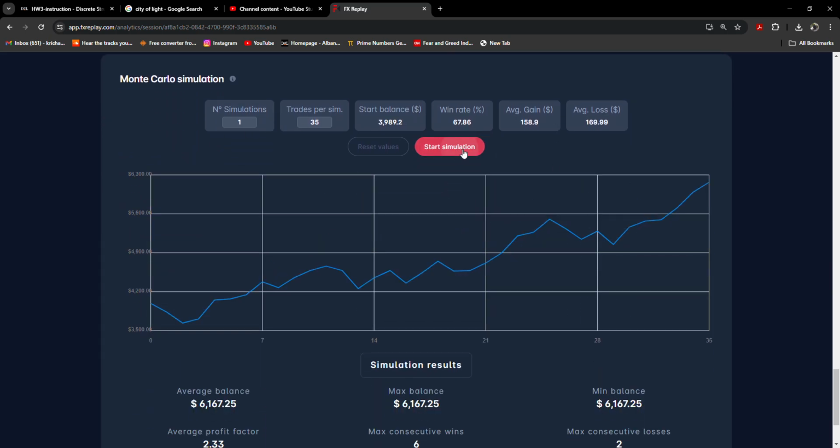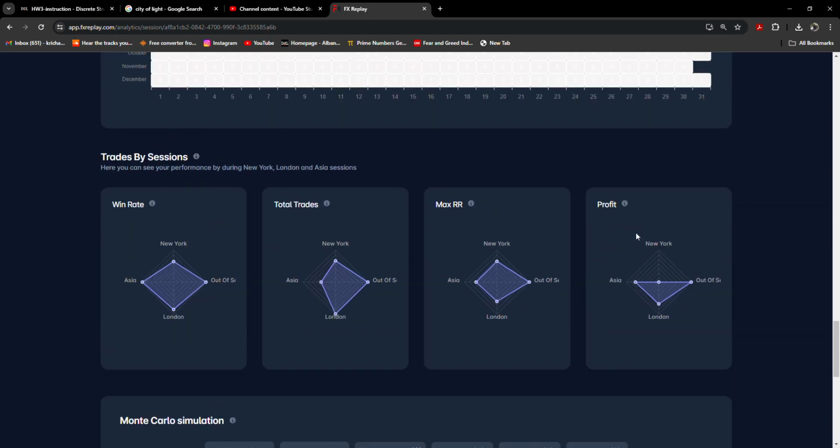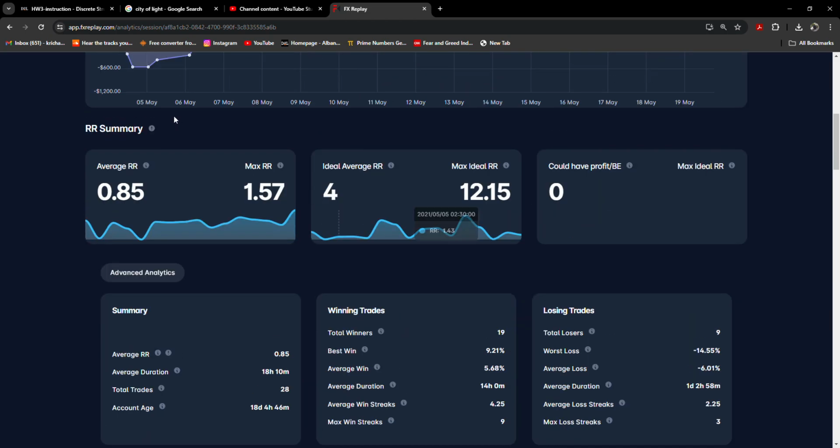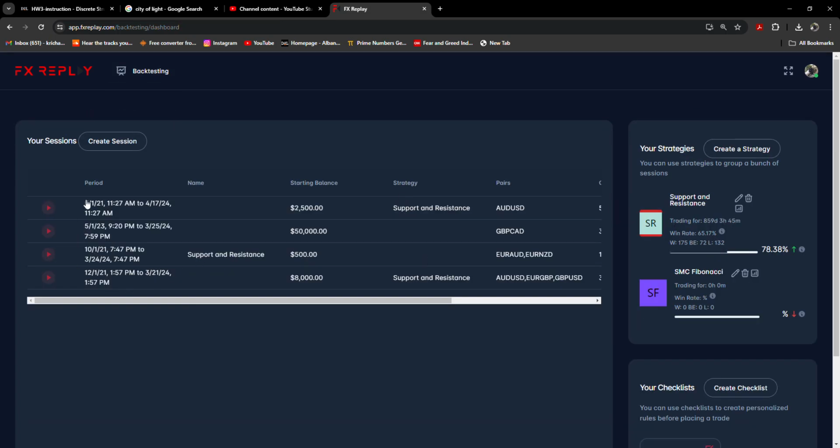As you can see, start simulations here. Overall strategy is profitable. So yeah, let's go ahead and get into the backtest. I have multiple accounts here that I've started. This one's a $50,000 account. This one started from $500, and I've actually grown this $500 account to 50,000, which is nuts.